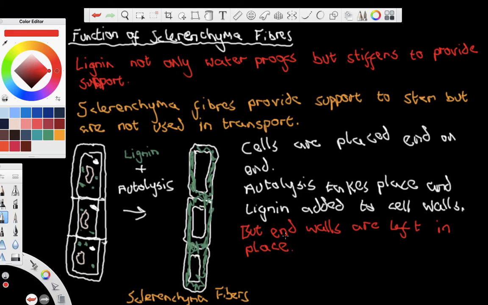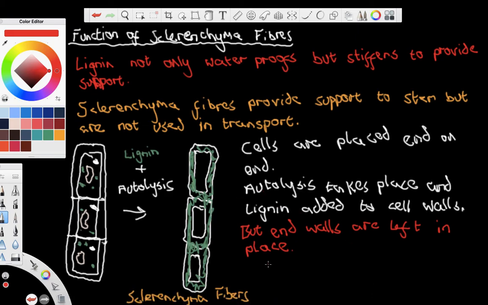Okay. Now, the bigger a plant gets, the more support it will need, and therefore it will need more sclerenchyma fibres. If you're a tree, you're very, very high. If you think of a Canadian redwood, it's probably 500 foot high. If you are 500 foot tall, you need lots of sclerenchyma fibres to ensure that your stem does not bend and you fall over. Okay. Another key point is that sclerenchyma fibres do not contain pits because they don't transport any substances.